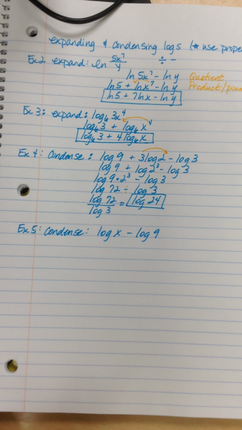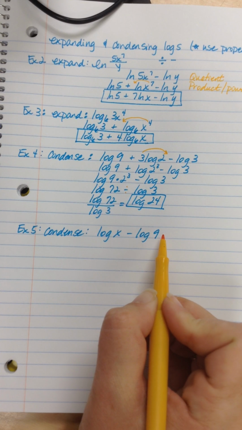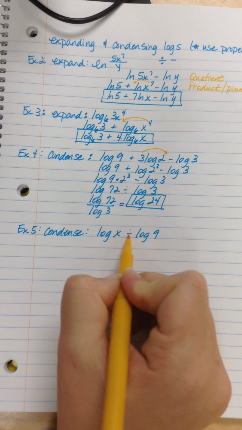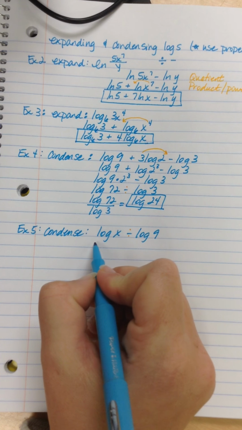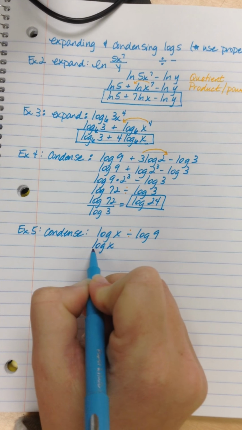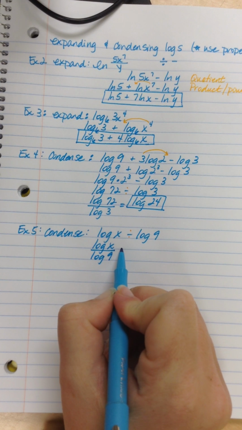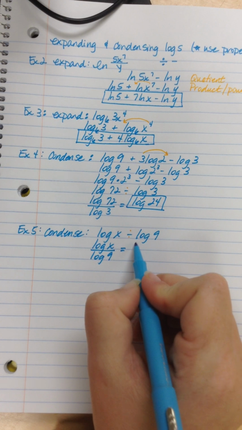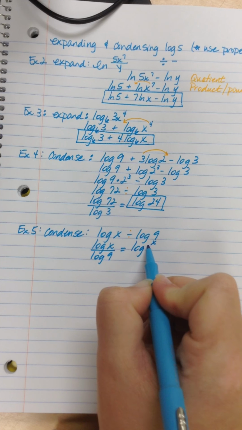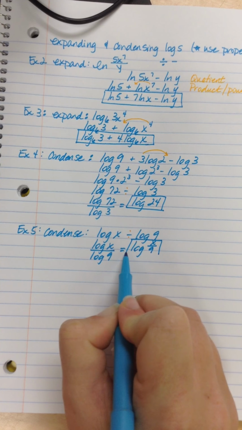Okay, I don't have any exponents. Notice there are no exponents that need to be moved to the front. The only thing I have is the subtraction sign, which easily turns into a division sign. So our final answer would be log of x divided by 9. Now keep in mind that these things can be written a little bit better, if you will. This is the same thing as saying log of x over 9. That would be the better way to write your answer.